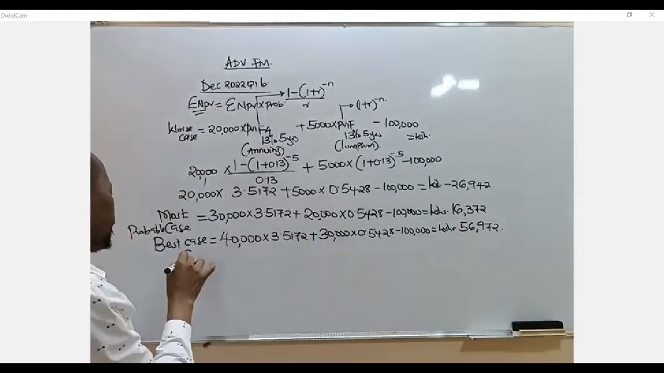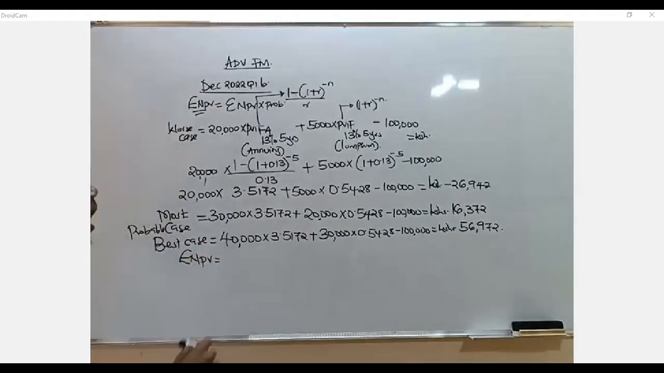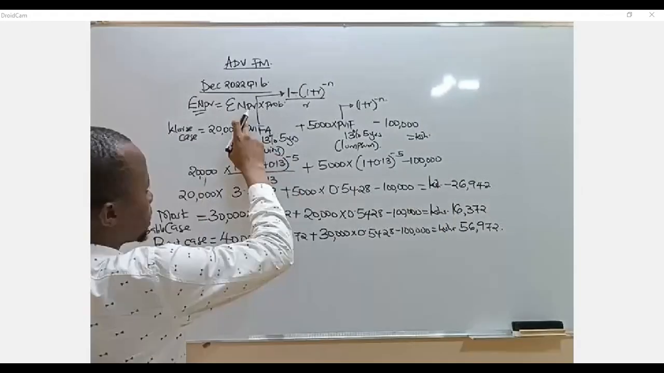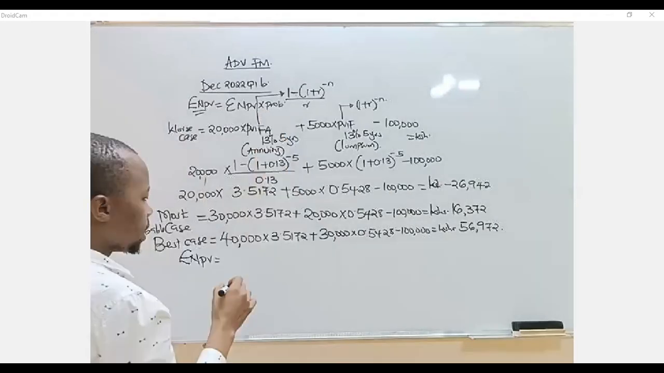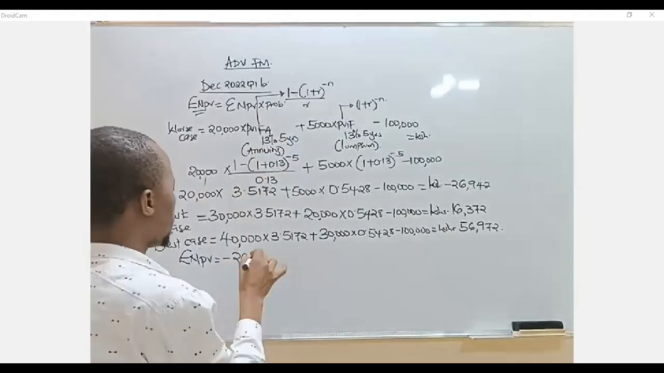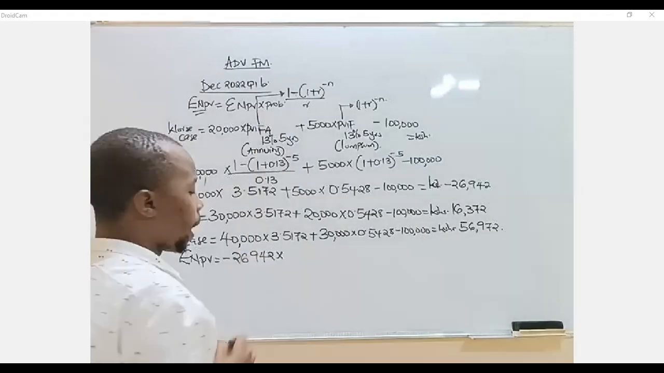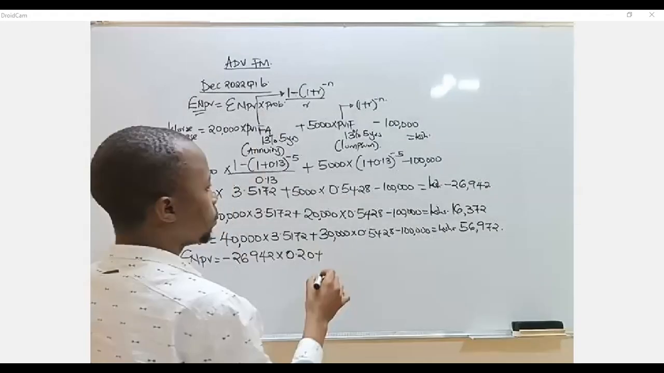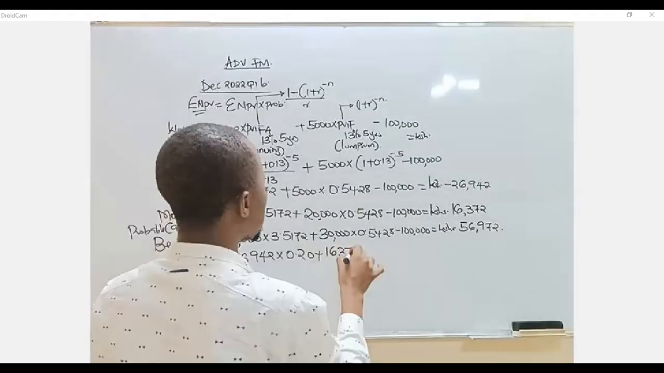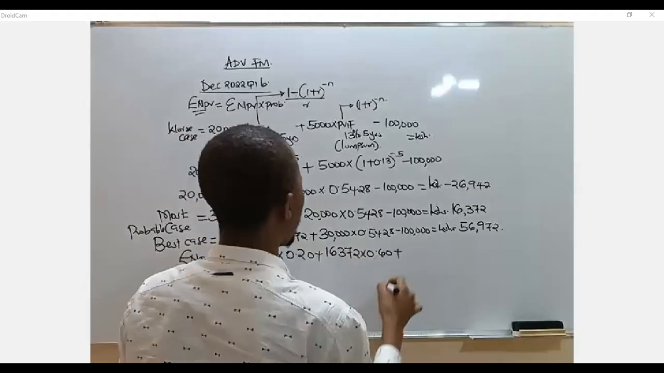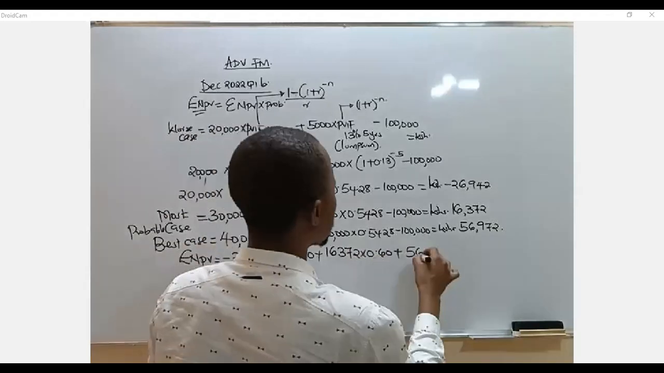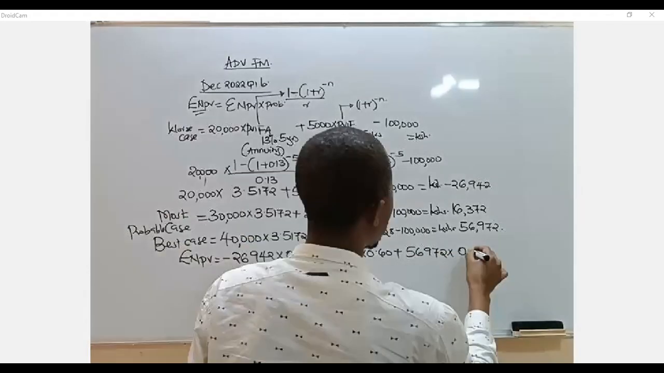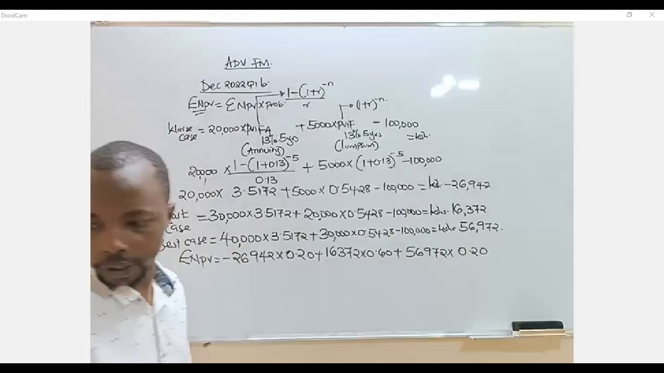So nakuja hapa nasema, to get the expected NPV, we have to multiply our NPVs, which we have already gotten here, with the probabilities. In this case, the first one will be negative 26,942, multiplied by the probability given, 0.20, plus the next one, 16,372 times 0.60, plus the last one, 56,972 times the probability given. Is it 0.2? Let me check. Yes, it should be 0.2.